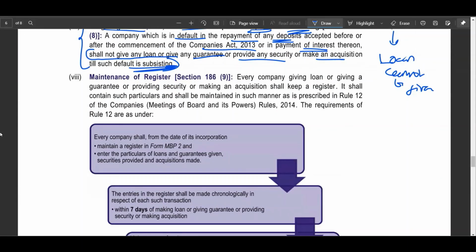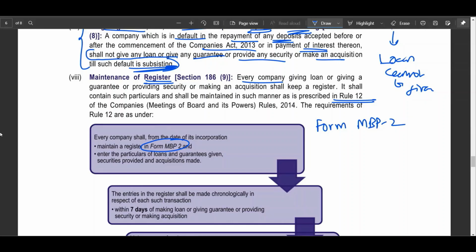Now it talks about maintenance of registers, which basically says that every company giving loans or giving a guarantee or providing security and investments, they will have to comply with rule number 12, which says that form number MBP2.